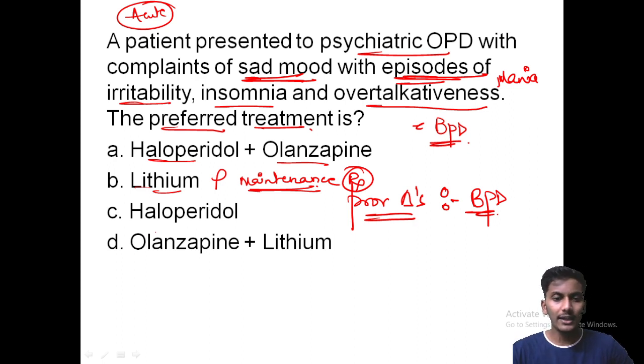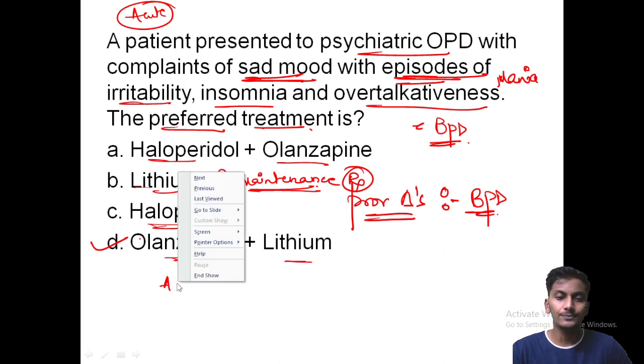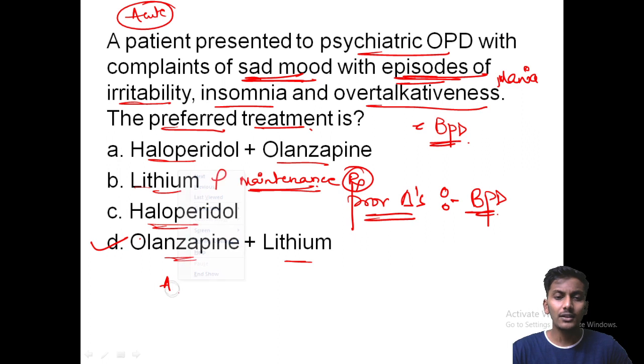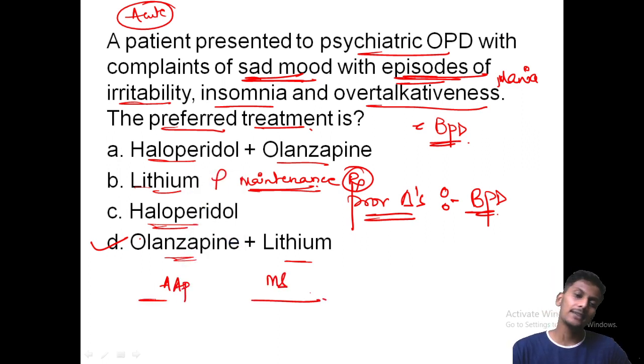Haloperidol, again a typical antipsychotic only. No, that is not a good option. Option D, olanzapine plus lithium, yes. So option D is the right answer over here, where we prefer an antipsychotic along with a mood stabilizer. So this is the best answer that we have.